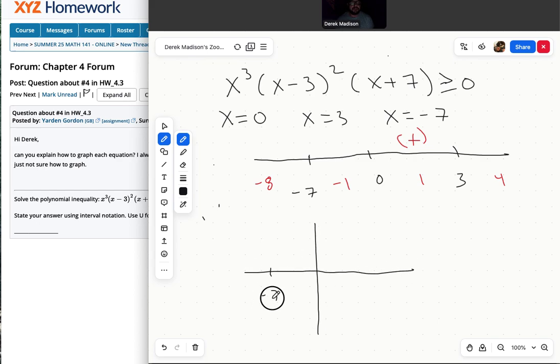So if this is -7 and 0 and 3, and so these are going to be my intercepts, then what you do is you count up the powers. So this has 3, 4, 5, because it's squared, 6, because it's the first. So there are 6 x's here. And x to the 6th is positive and even.